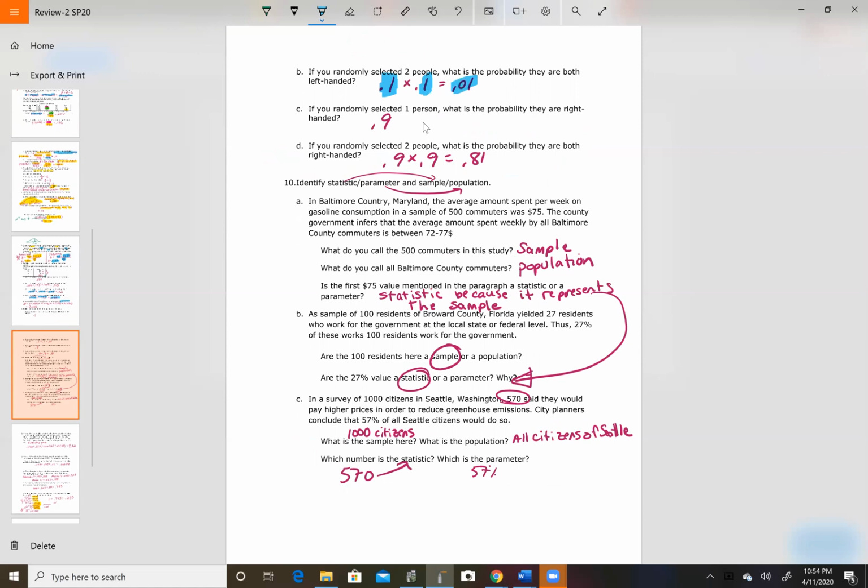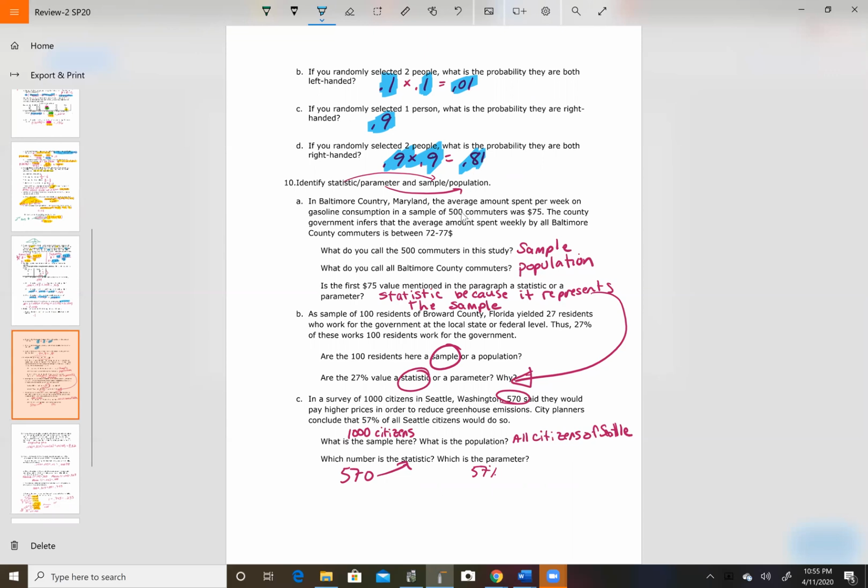If you randomly select one person, what is the probability that they are right-handed? Well, if the probability that you're left-handed is 0.1, the probability that you're right-handed is going to be 0.9. We're not going to worry about any ambidextrous people. And D, if you randomly selected 2 people, what is the probability that they are both right-handed? That's just going to be 0.9 times 0.9, which is approximately 81%.